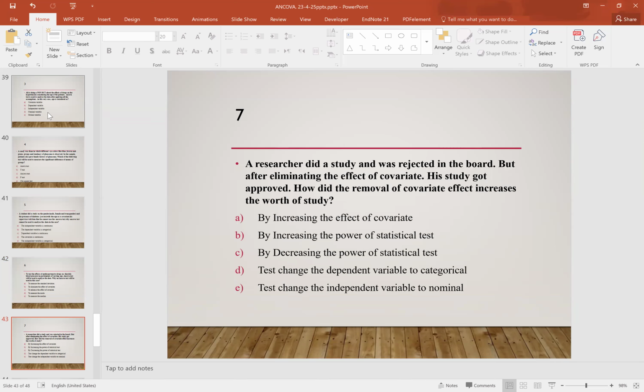A researcher did a study and it was rejected by the board, but after eliminating the effect of covariate, his study got approved. How did the removal of covariate effect increase the worth of the study? By increasing the effect of covariance, by increasing the power of the statistical test, by decreasing the power of the statistical test, by changing the dependent variable to a categorical variable, or by changing the independent variable to a nominal variable? B, by increasing the power of the test. Yes, it's B.